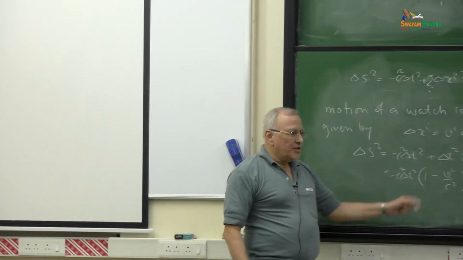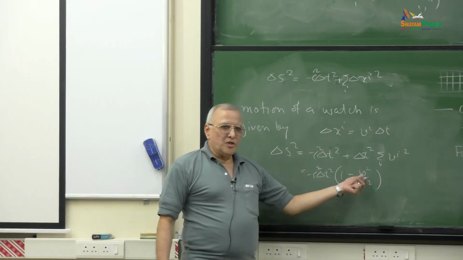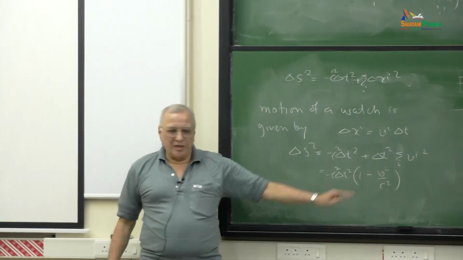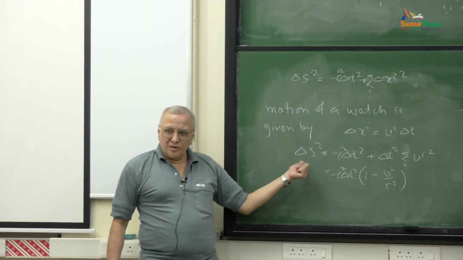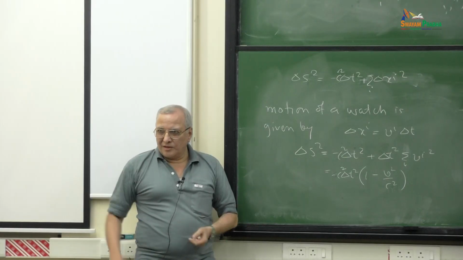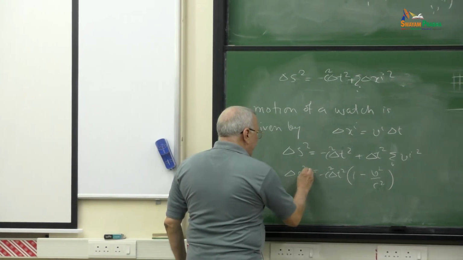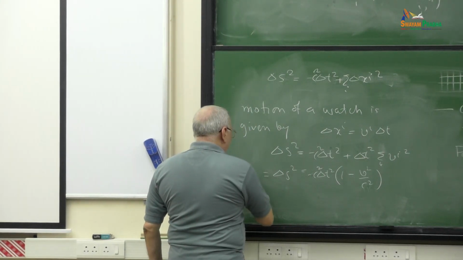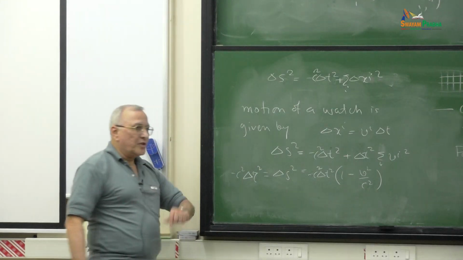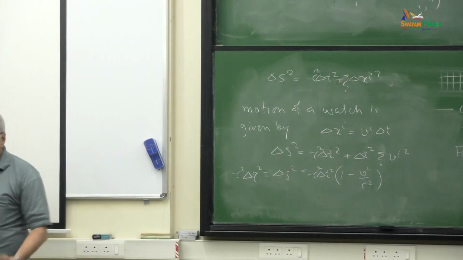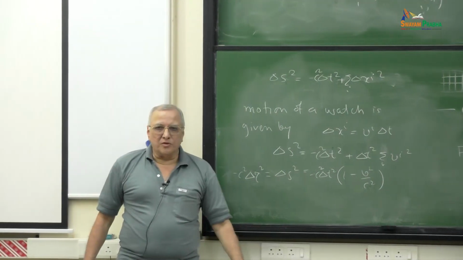Since we are talking about me going in a car, this v is always less than the speed of light. So v is less than c, this factor is always positive, therefore delta s square is negative, which is fine because the interval is defined by the clocks. So I will call this minus c square delta tau square. Delta tau square is positive. So I define delta tau by this relation. This interval is minus c square times delta tau square.